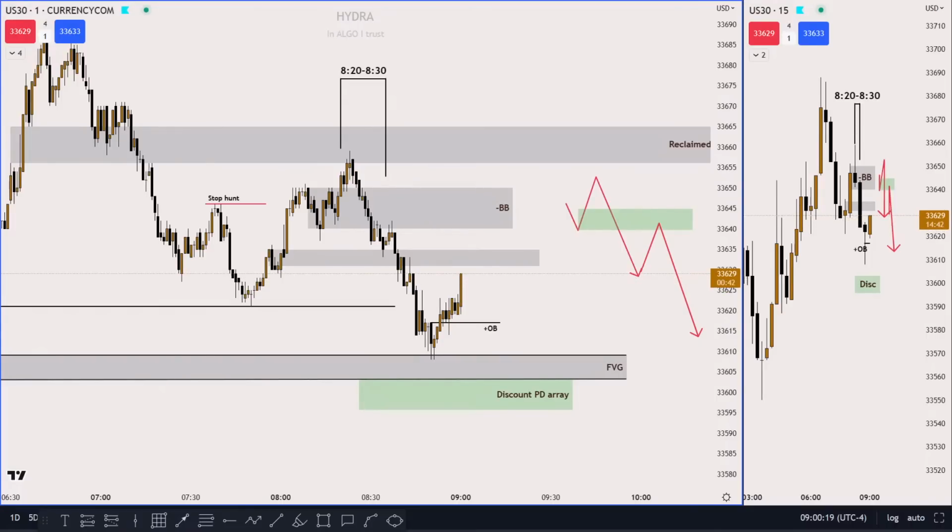Is the breaker block from earlier still valid after 9:30? No, it's not valid. It's not valid anymore.